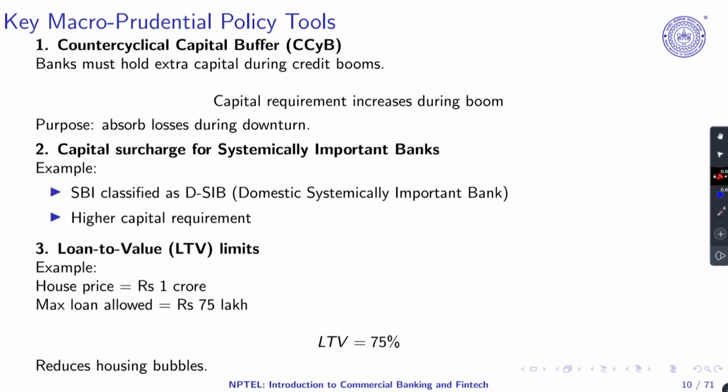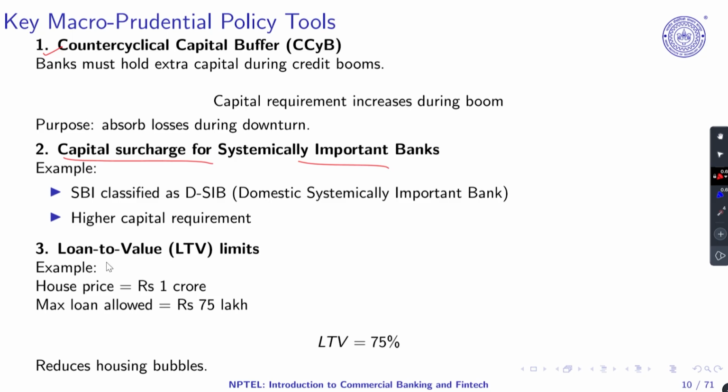Now the second part is that we have already discussed these things. Macro-prudential measures could be like when the FSDC puts a check on the counter-cyclical capital buffer. Then we have the capital surcharge for systemically important banks, that is, D-SIBs, and how they are classified as D-SIBs. It means that if there is a risk arising in these banks, then the central bank will have to give a huge amount of money. So this is what it is.